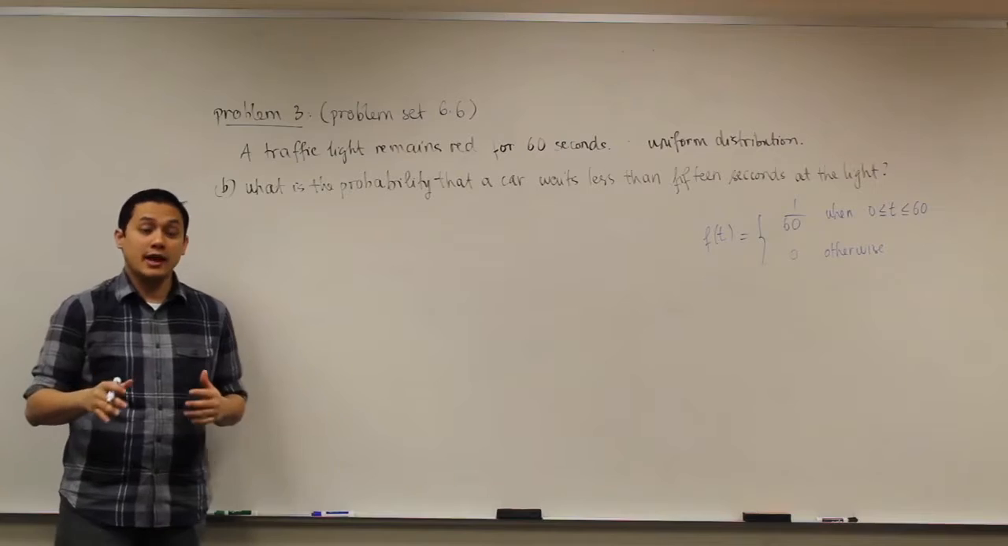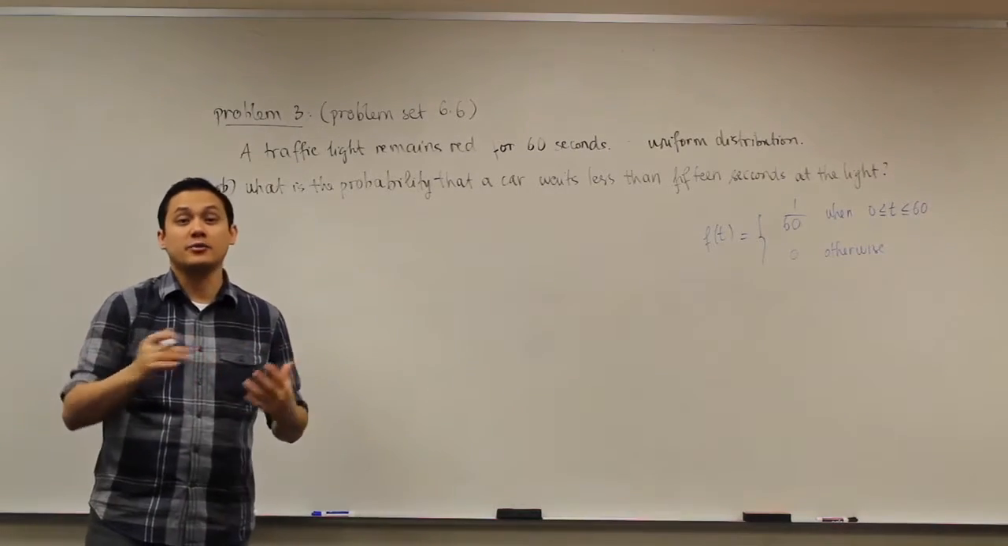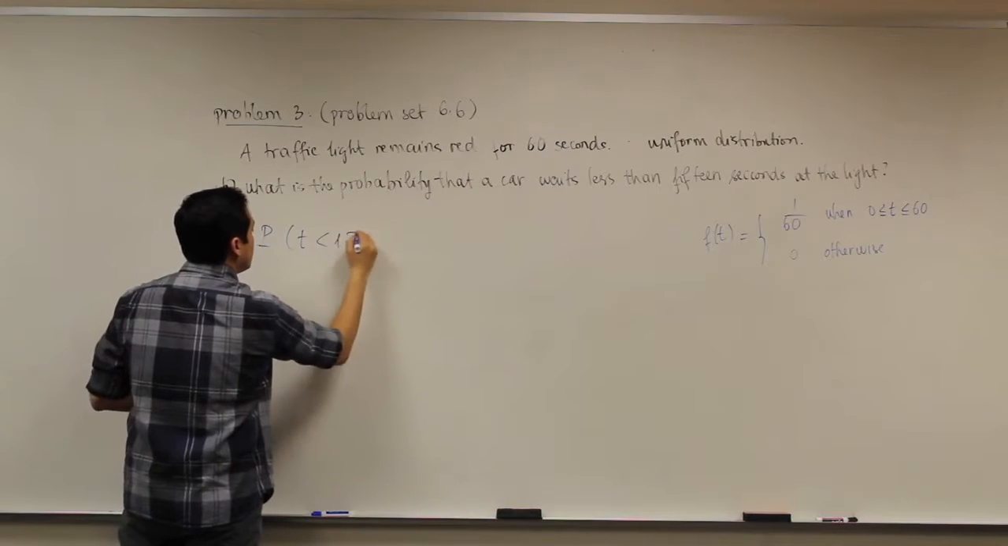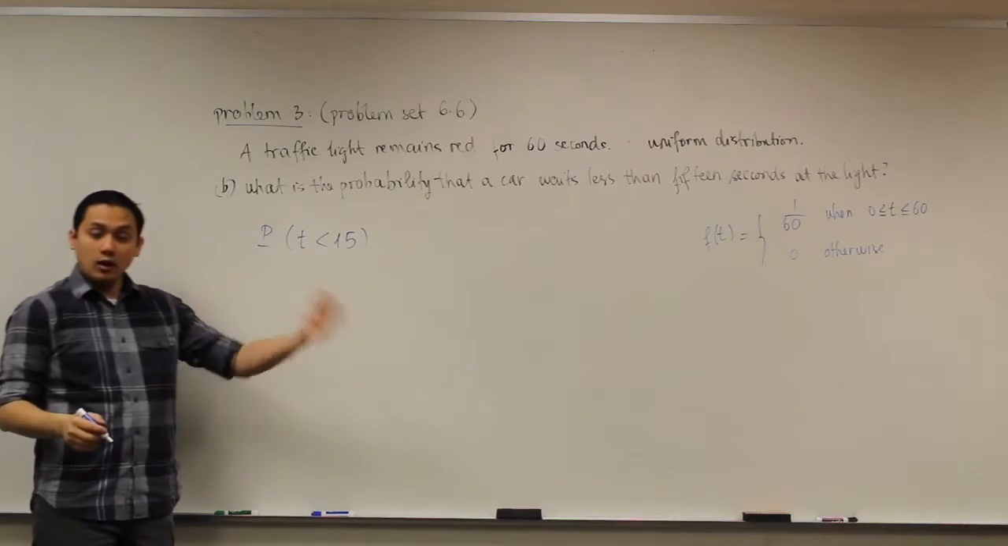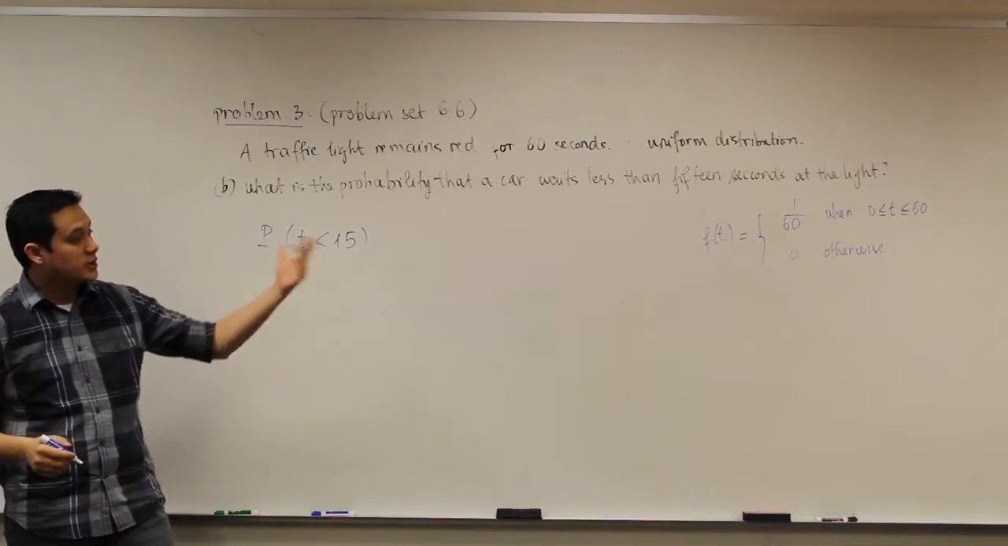Okay, so now let's move on to part B. In part B, they ask you to calculate the probability that the car waits less than 15 seconds at the red line. So that is the probability of t less than 15. But the lowest time that you can have is t equal to 0.